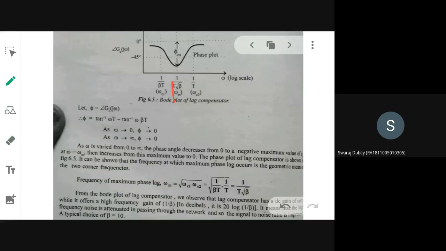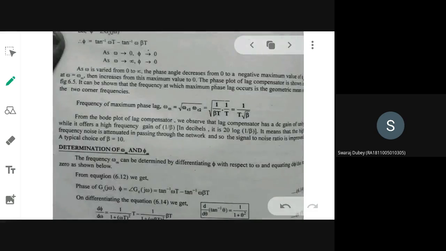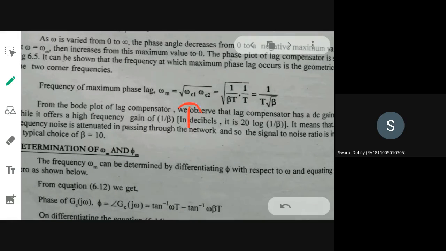Okay, next omega m you need to know. At omega m only that phase lag happens. So how does that become 1 by t square root of beta? For that one formula is there. You know corner frequency number 1 and corner frequency number 2. You multiply and take the square root. That will give your frequency at phase lag. At what point does that phase lag happen? This is the corresponding frequency. So what is the value of the frequency?